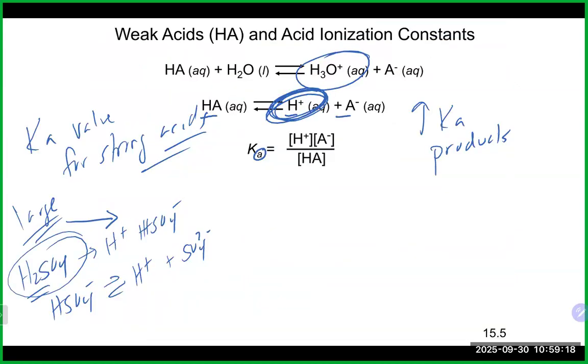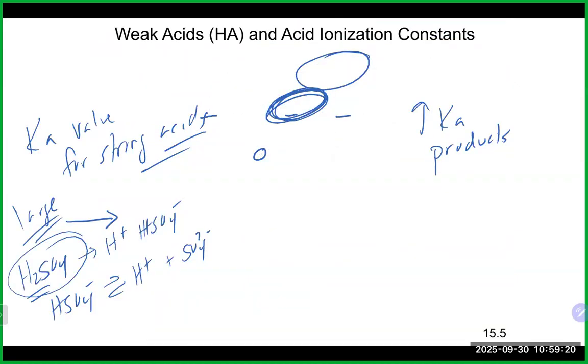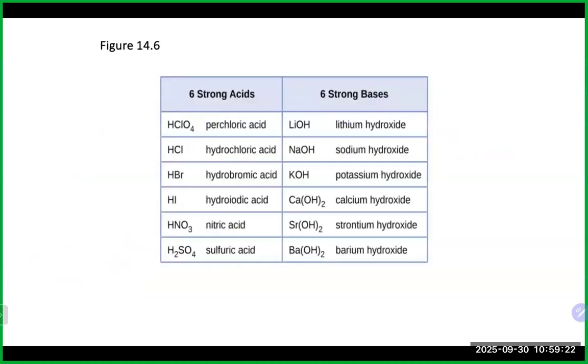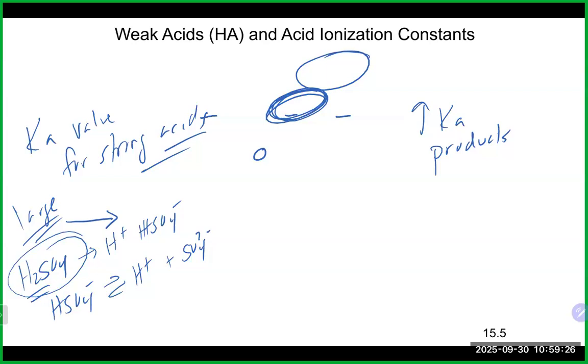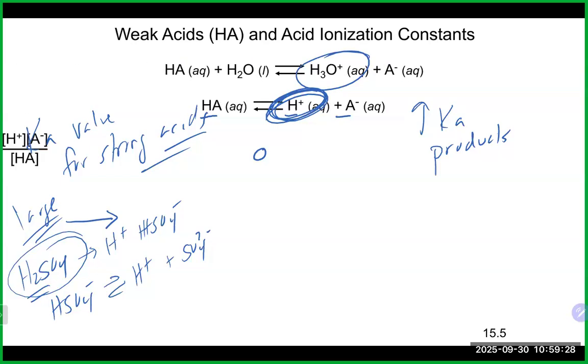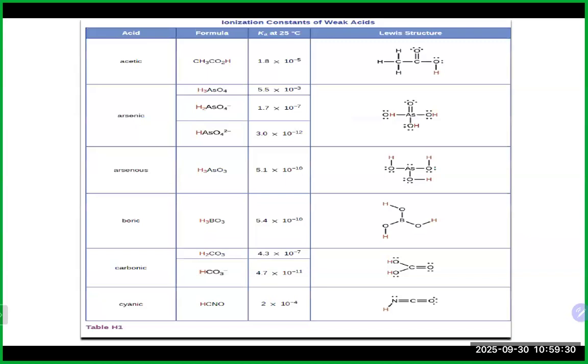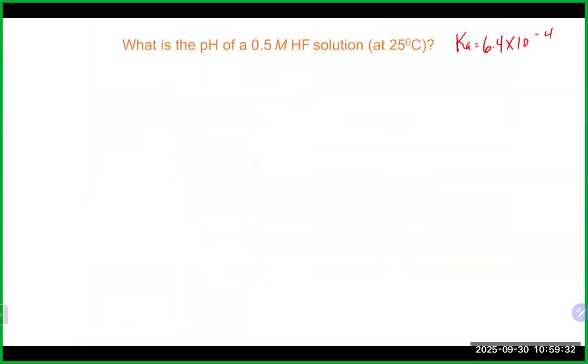Well, the way that we solve weak acid problems is we want to basically figure out the H plus concentration. So actually, let's just go through that example there. Let's say we have this example here of 0.5 molar hydrofluoric acid, which has a Ka value of 6.4 times 10 to the minus 4.